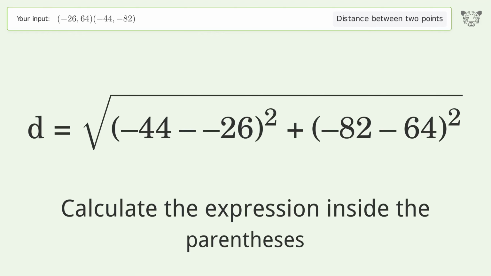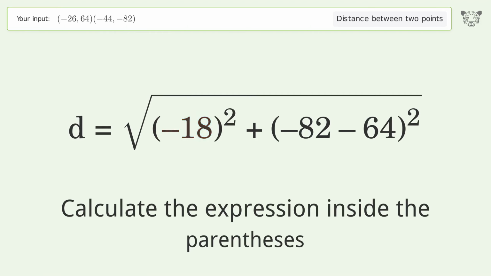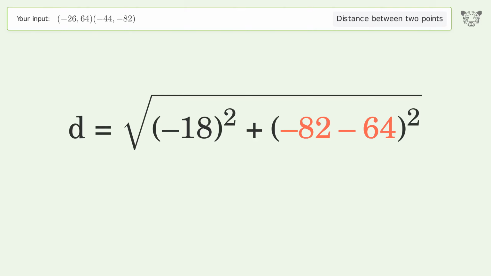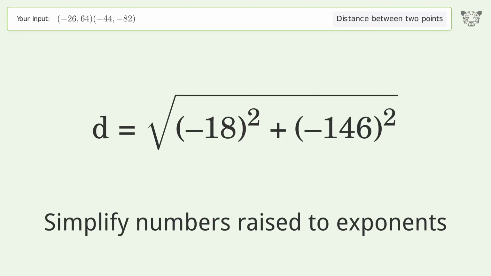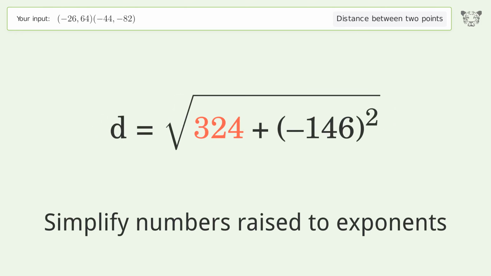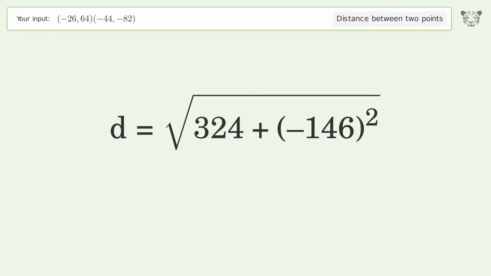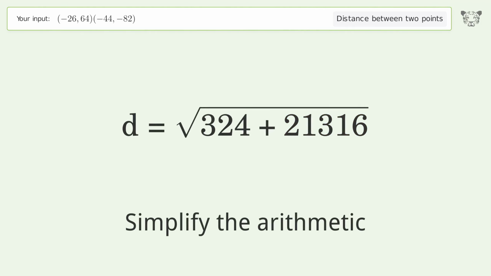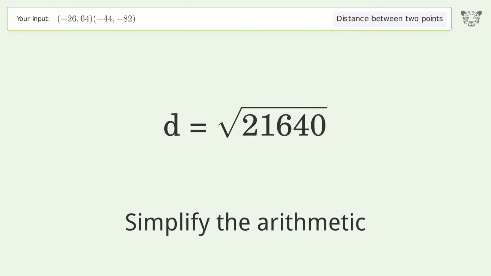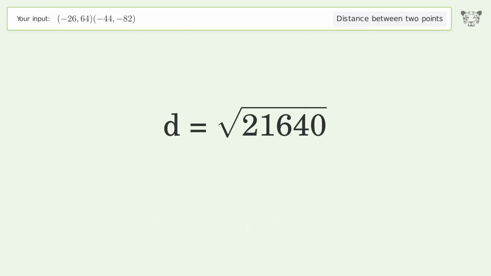Calculate the expression inside the parentheses. Simplify numbers raised to exponents. Simplify the arithmetic. And so the distance between the 2 points is the square root of 21,640, or 147.105.